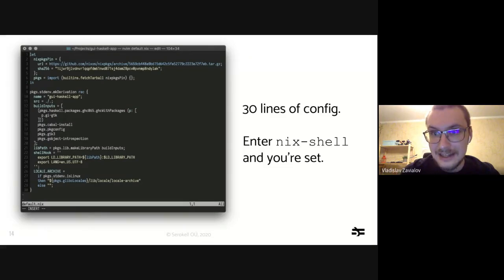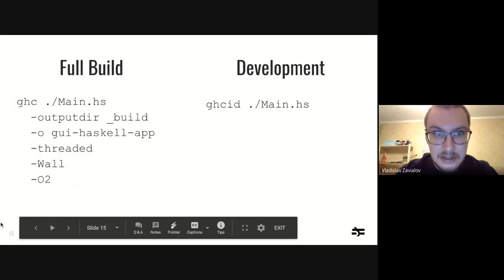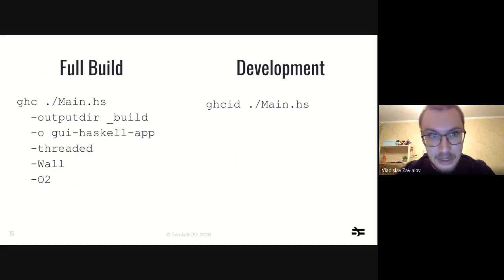We can enter a Nix shell. That's basically bash with all the environment variables and paths set in such a way that we have the required dependencies in scope. And here are the commands that I use to build my code. So I don't even need Cabal here because Nix brought all the dependencies into the GHC's package database. So I just call GHC and it already has the dependencies.